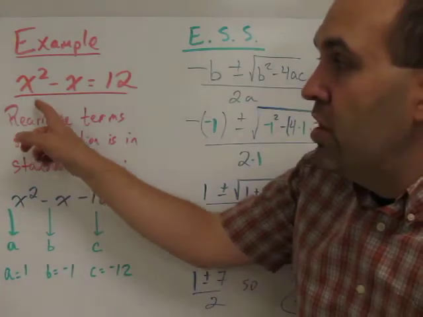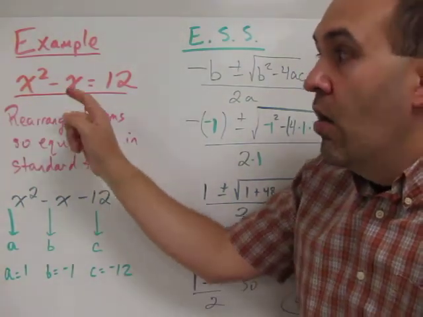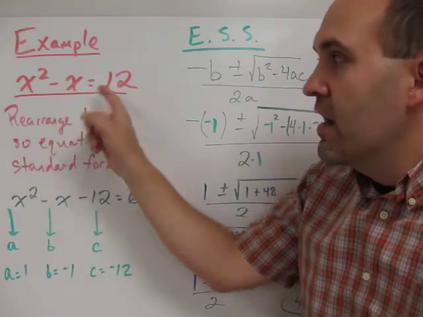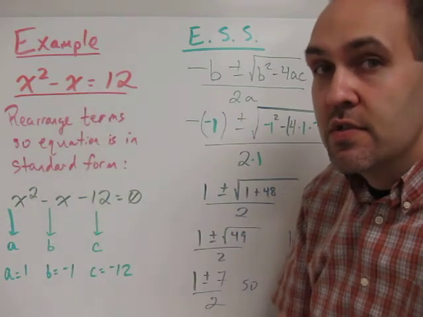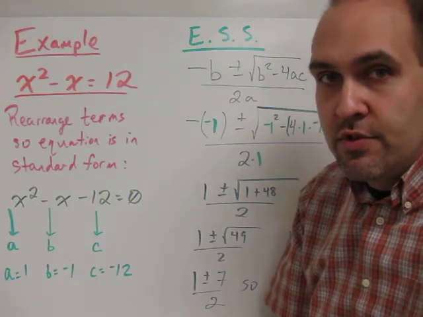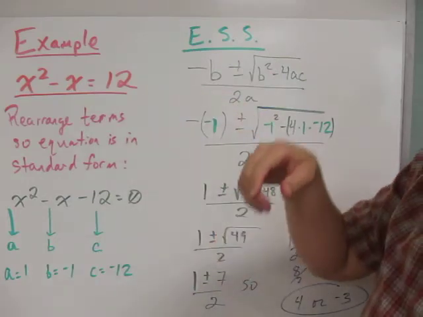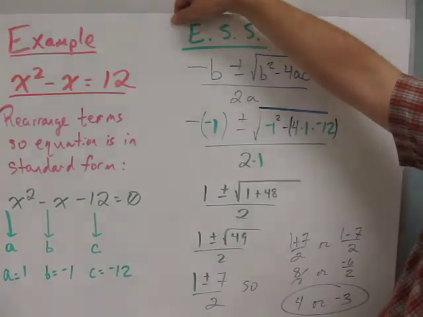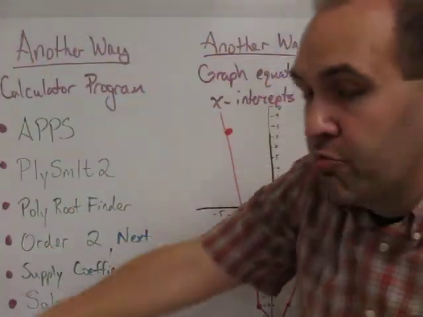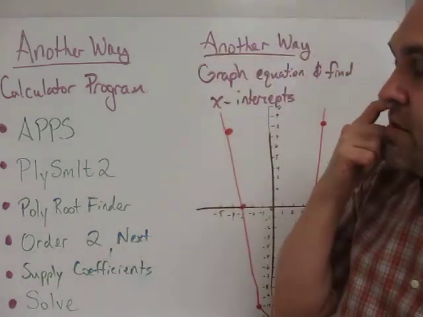In other words, if I plugged in 4 for x here, I would get 12. Or if I plugged in negative 3, I would also get 12. Those are the solutions to the equation, and there are two. And if you have a quadratic equation, there will always be two solutions. So that's one way to solve that equation, is to use the quadratic formula. But there are two other ways, which are probably a little faster for you, less chance to make a mistake.